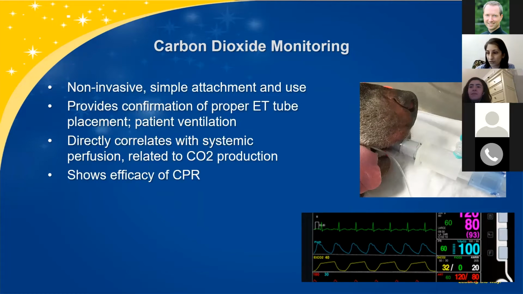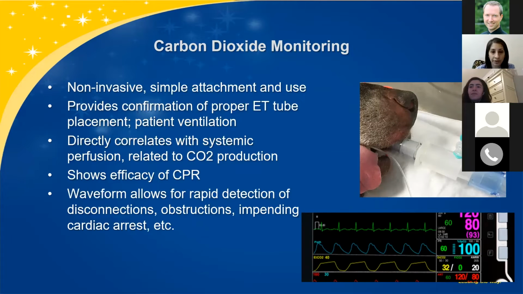End-tidal CO2 can also be used as a marker for the effectiveness of CPR. The waveform that is produced by a capnogram allows you to rapidly detect any disconnection, obstruction, or help warn you of impending cardiac arrest.